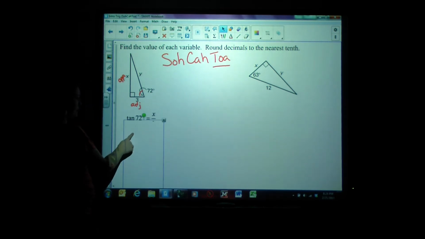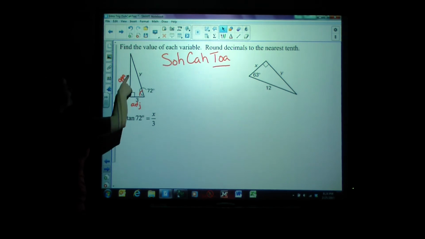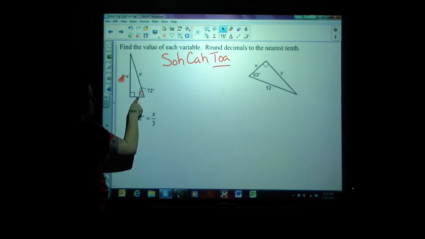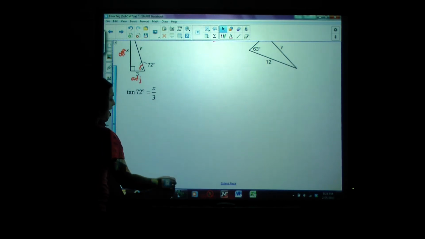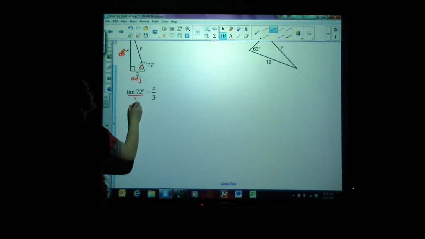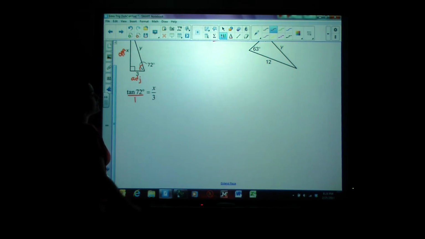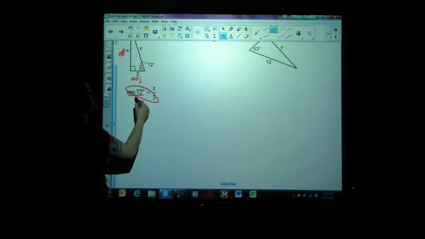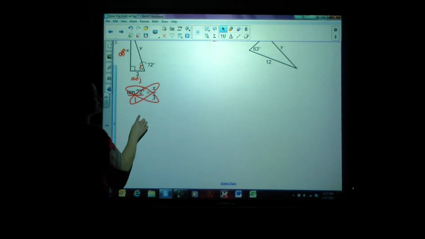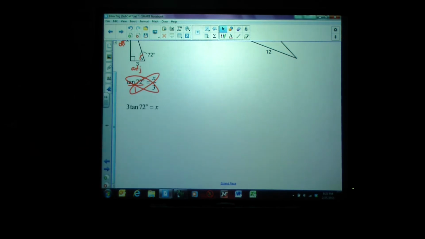So what we should have is that the tangent of 72 degrees equals the opposite over the adjacent, and that is x over 3. Now, what do we have to do? We have to solve this, and to solve it, I think of it as a proportion. So if I put this over 1, to solve, I'm going to cross multiply. So I'm going to take the tangent of 72 times 3 and 1 times x. So my next step is that 3 times the tangent of 72 degrees equals x from cross multiplying.